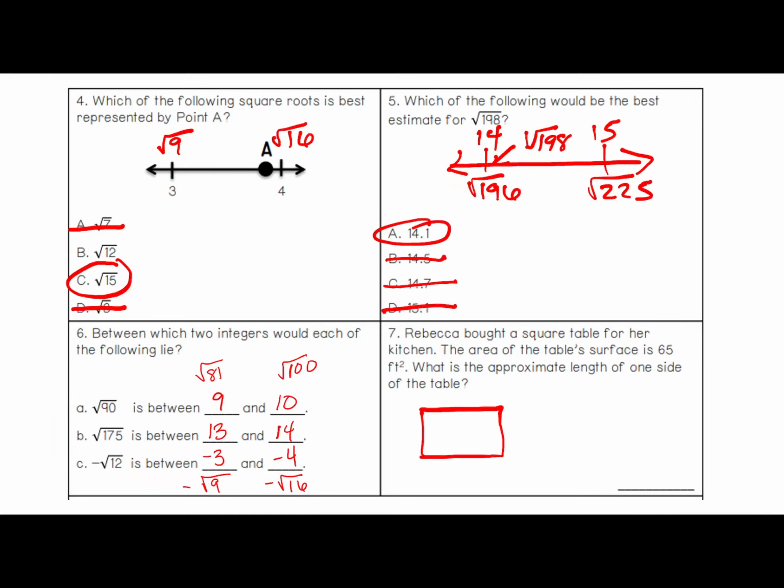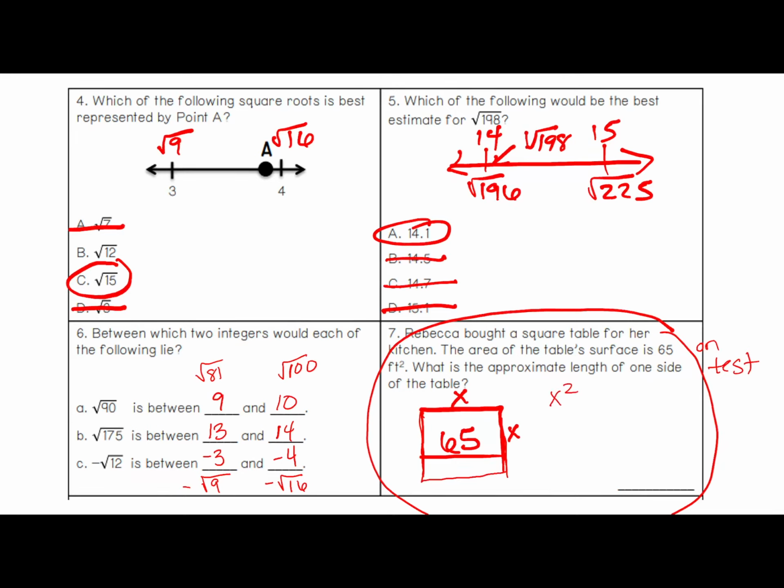Rebecca bought a square table. The area is 65, so I need to figure out what this is and what this is. A square has both of the same side lengths. And guys, this right here is how you're going to see it on tests. Okay? So this would be how you would see this on a test. So we need to figure out what the side length is.